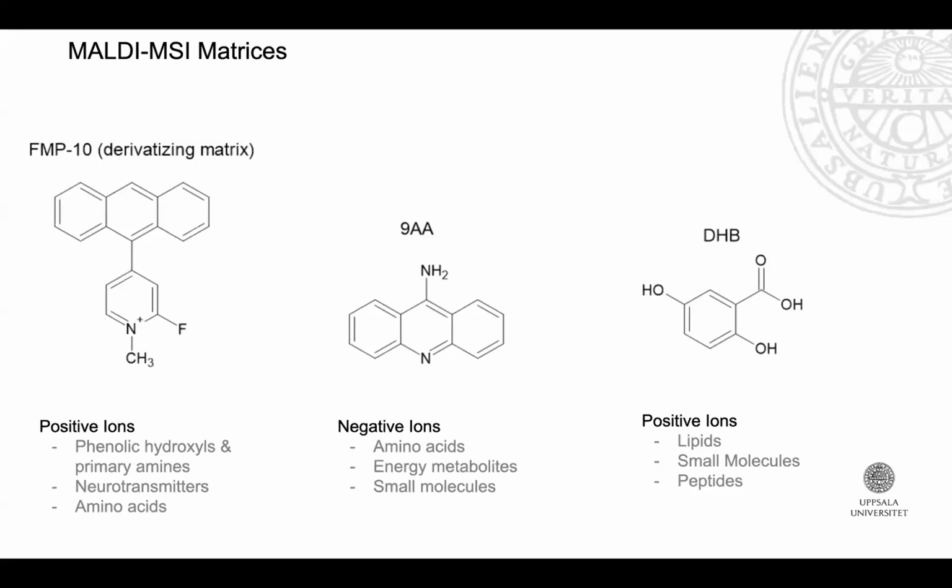One thing about FMP10 is that it derivatizes, so it actually binds to the molecule that we want to look at, but it's specific to phenolic hydroxyls and primary amines. So mostly what we see is neurotransmitters and amino acids. And so we use FMP10 to find metabolites that are difficult to ionize and also low abundance metabolites. For 9AA, what we use it to see is mostly amino acids. We see the energy metabolites and also small molecules. And for DHB, we see lipids, small molecules, and peptides.